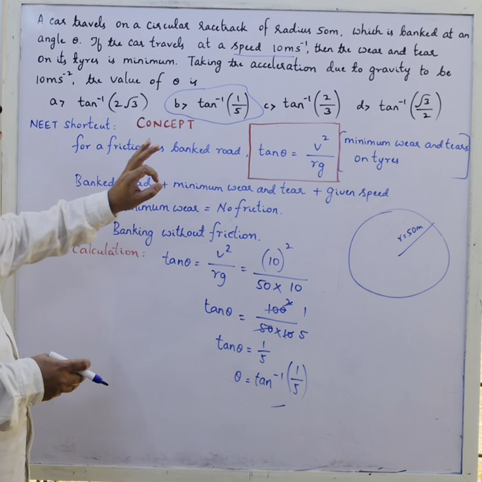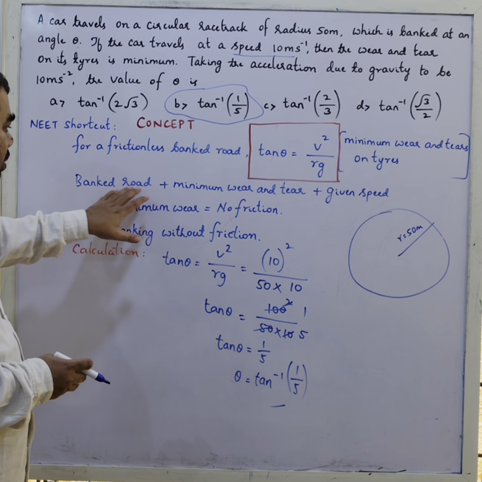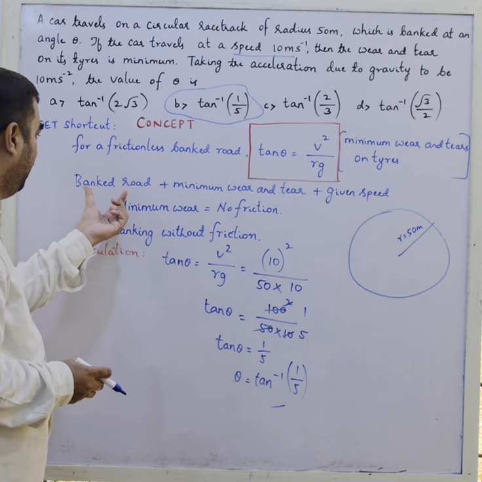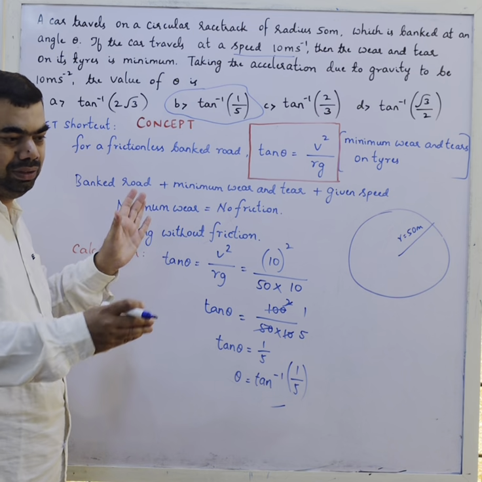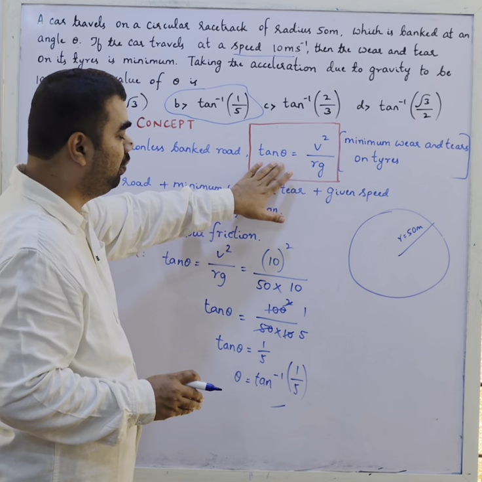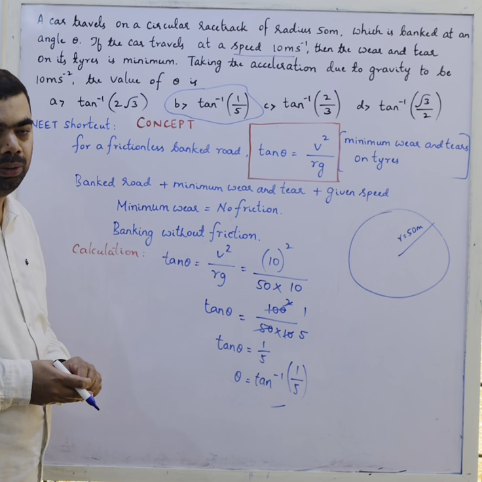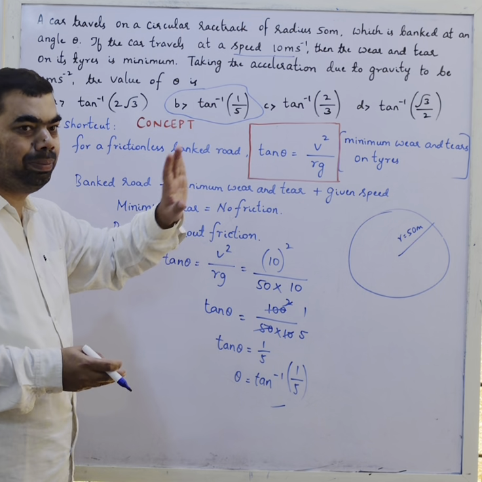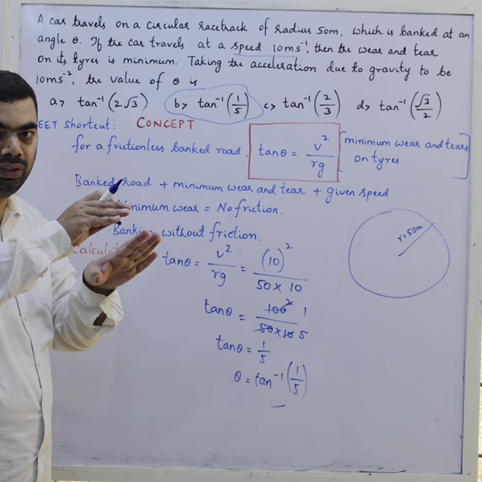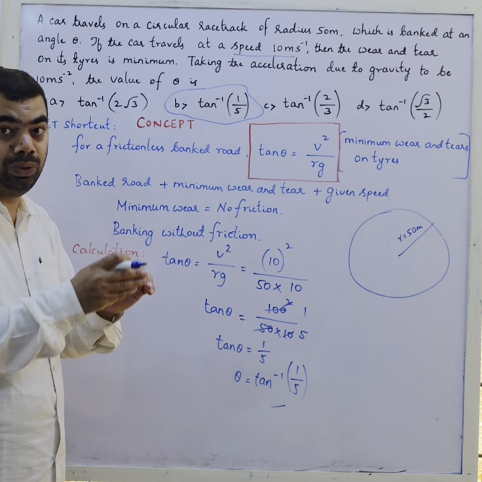Circular motion. So I have written this: banked road, minimum wear and tear, and given speed. Whenever they say banking, it means bent, a little elevation on one side. Then use this formula: tan theta is equal to v square by rg. So tan theta represents the banking, means the elevation of the road.